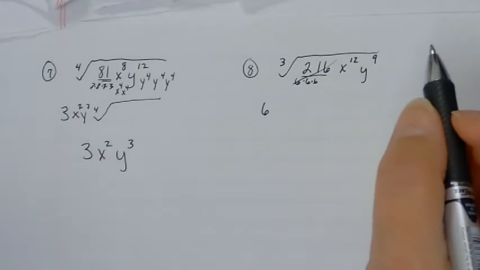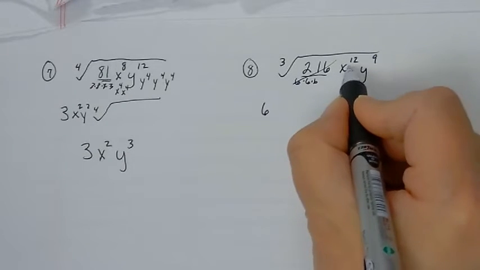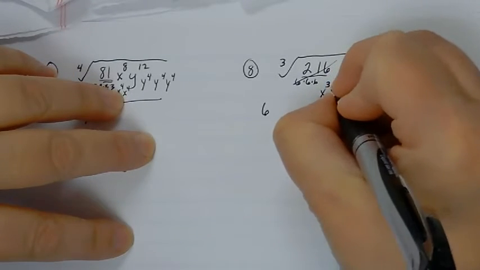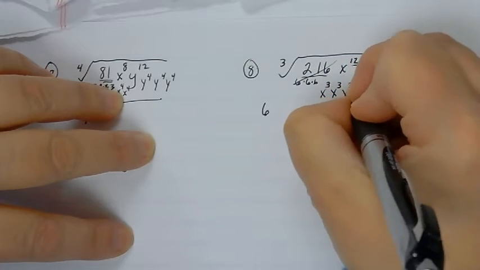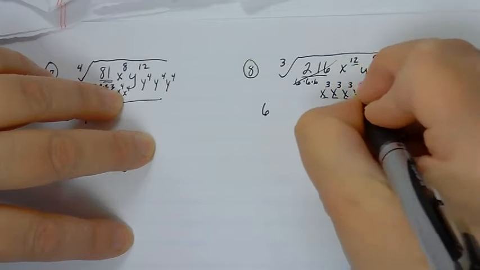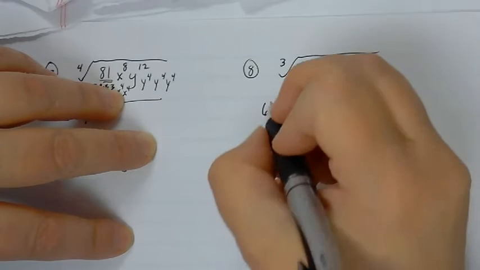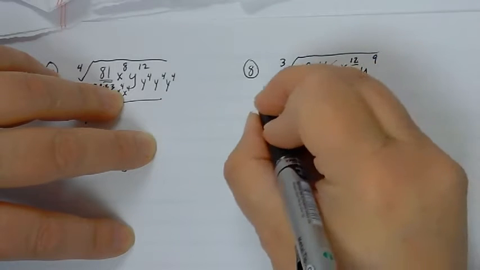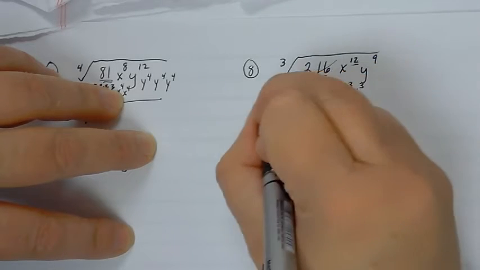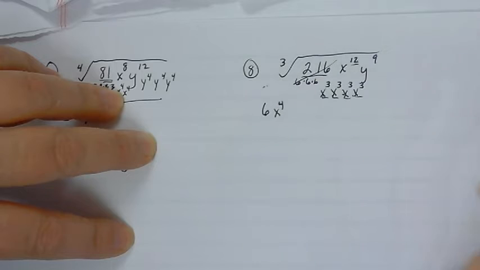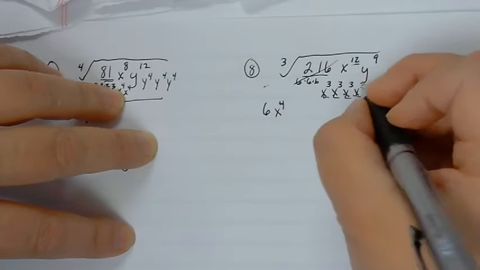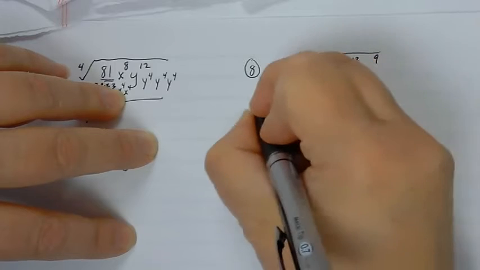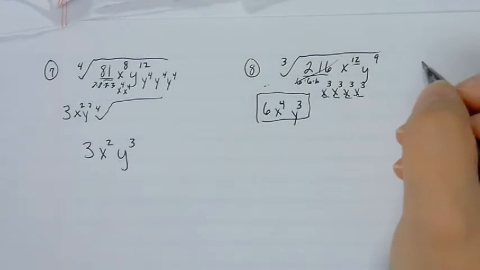Now I have to think of how many x to the 3rds would be in x to the 12th. There's x to the 3rd, x to the 3rd, x to the 3rd, x to the 3rd. It takes 4 of them to make 12. So on the outside would be x to the 4th. Because this would pull an x out, this would pull an x out, this would pull an x out, and this would pull an x out. So 4 x's get pulled out. How many groups of 3 would be in y to the 9th? And there would be 3 of those. So this would be 6, x to the 4th, y to the 3rd.